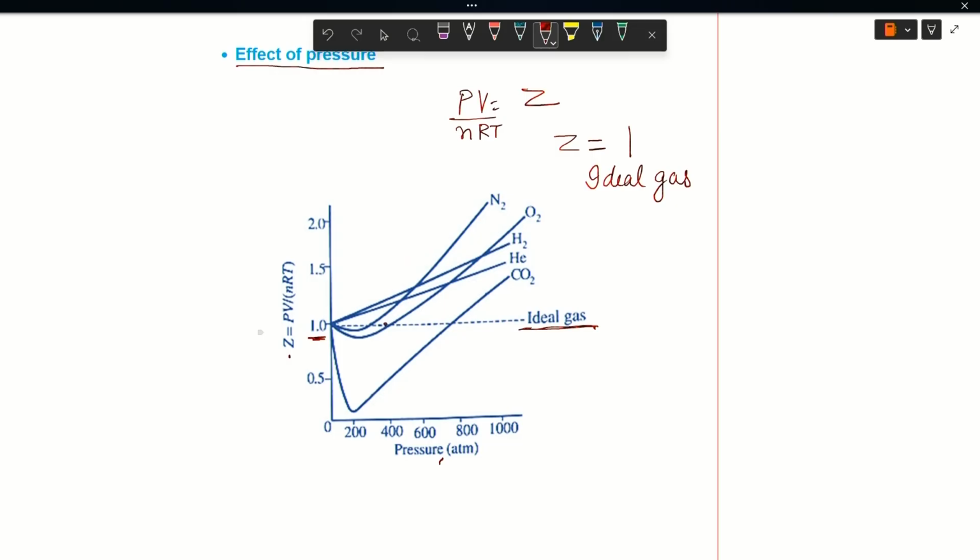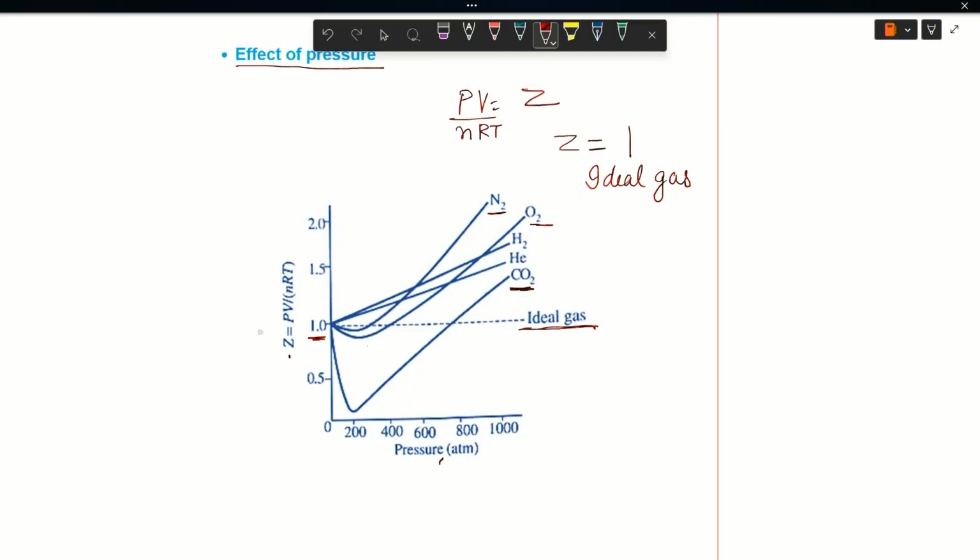Now, if you watch, in the case of carbon dioxide, nitrogen and oxygen, you can see that all of them show an initial dip. Dip means a decrease first, and then they keep on increasing. While in the case of hydrogen and helium, you can see that both of them keep on increasing; it does not show a dip.